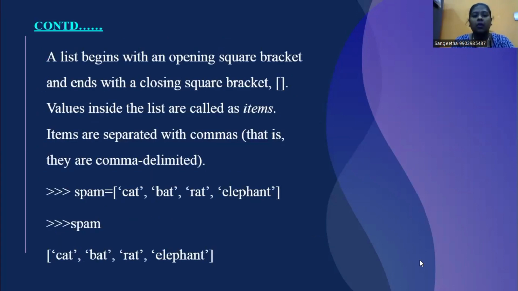A list begins with an opening square bracket and ends with a closing square bracket. Values inside the list are called items. Items are separated with commas, that is, they are comma delimited. For example, spam = [cat, bat, rat, elephant]. So here spam is the list name, and cat, bat, rat, and elephant are the list elements present inside the list, enclosed within square brackets, and each item is separated by commas. So the list items are known as comma delimited.